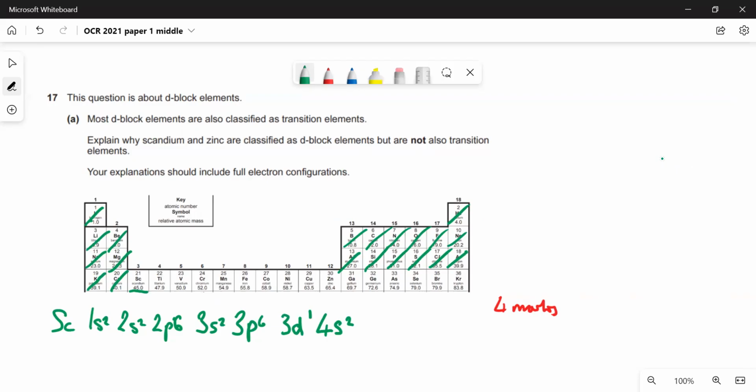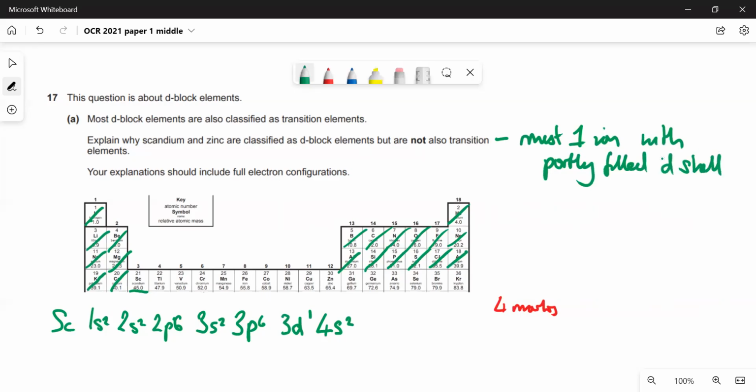Why is it not a transition element? Transition elements must form at least one ion with a partly filled D shell. And scandium doesn't do that because the only ion that scandium forms is Sc3+. It's going to lose the 4s electrons and the 3d. So that's going to be 1s2, 2s2, 2p6, 3s2, 3p6. There are no electrons in the D shell. It hasn't got a partly filled D shell. It's not a transition metal.